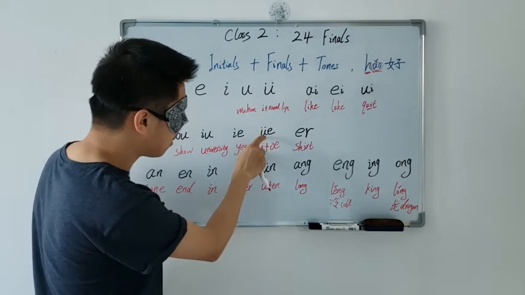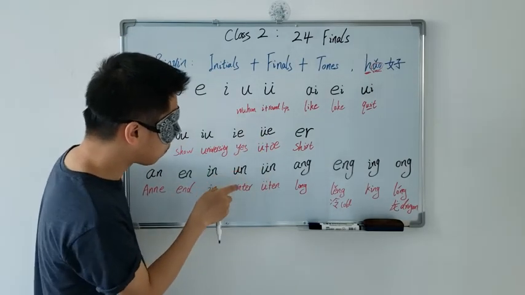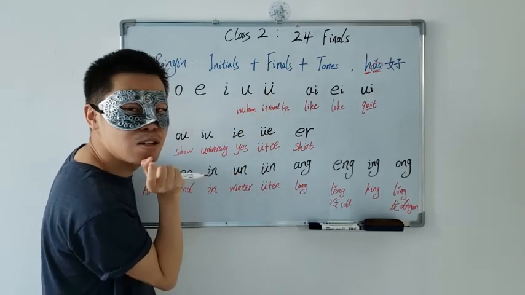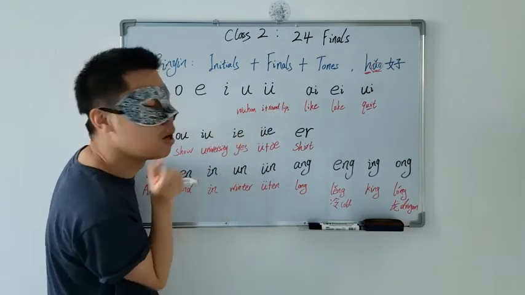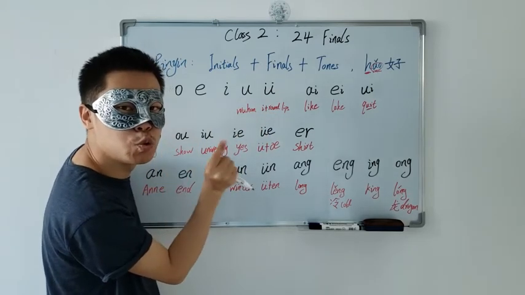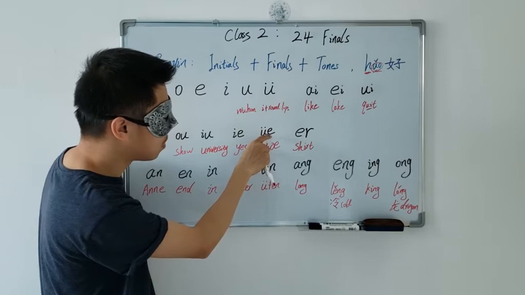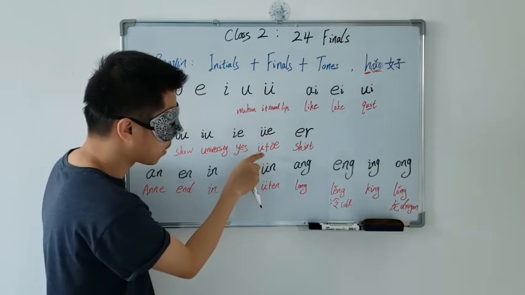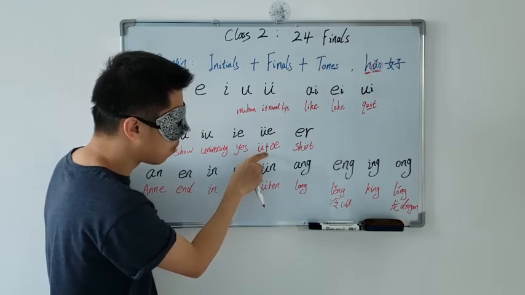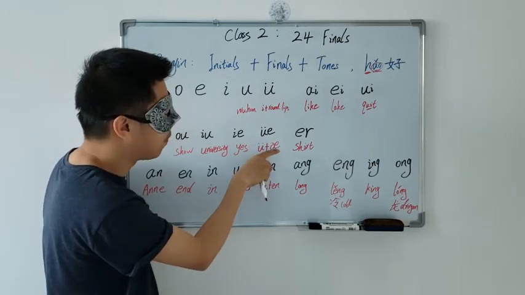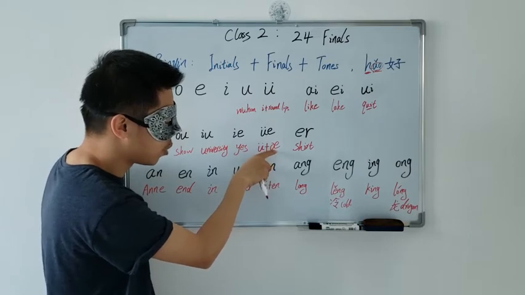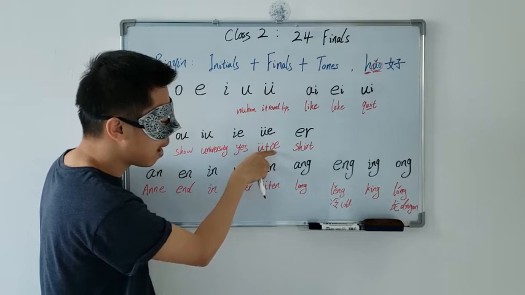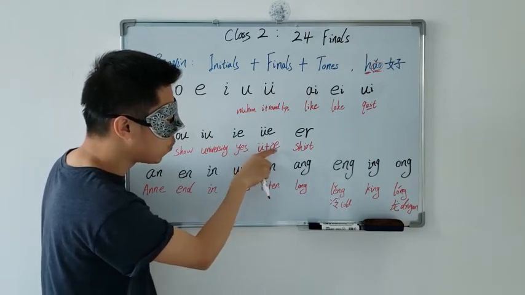We see this letter again. So we know this letter U, it is pronounced like E, with rounded lips. You. This combined final is pronounced like U plus I, like the phonetic sound in English. You have I, like U plus I, UI.